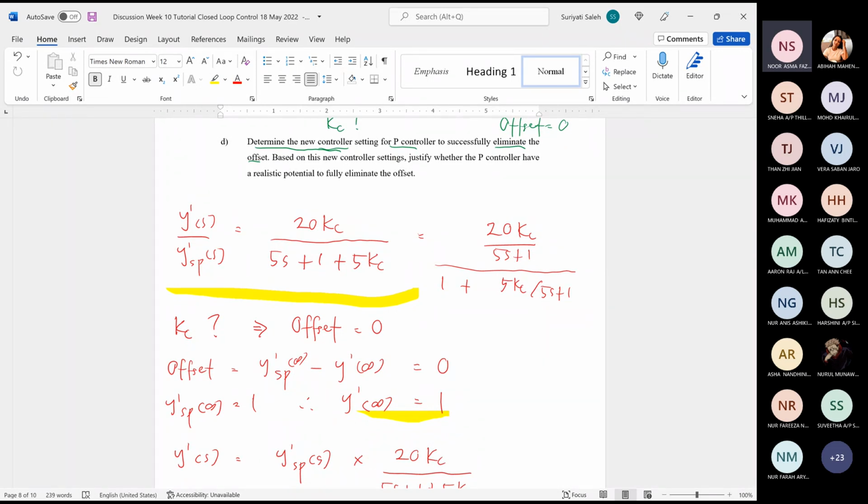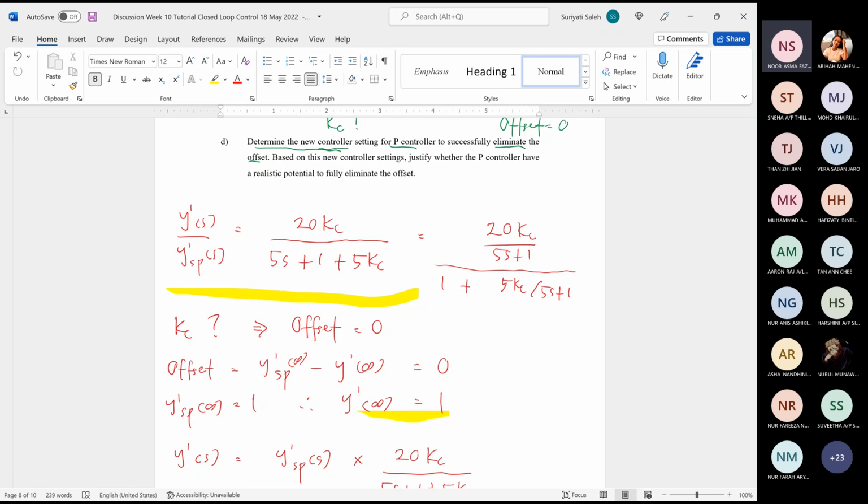In this case, if you take a look, there are two ways the offset can be used. The first one, we give you the KC value from the overall closed loop transfer function, and you calculate the offset. That is straightforward. For D it is the reverse approach, where we provide the offset value. In this case, the offset equal to 0, and you determine the KC. So make sure you're familiar with this kind of calculation.